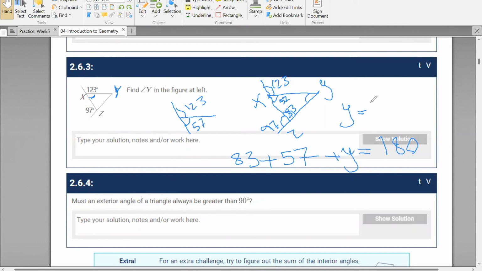But both of you said it's going to be 16. Maybe I'm wrong. Let me put it in the calculator. So angle Y is going to be 180 take away 83, and then take away 57. Let me put it in the calculator and make sure that we are getting it correct.